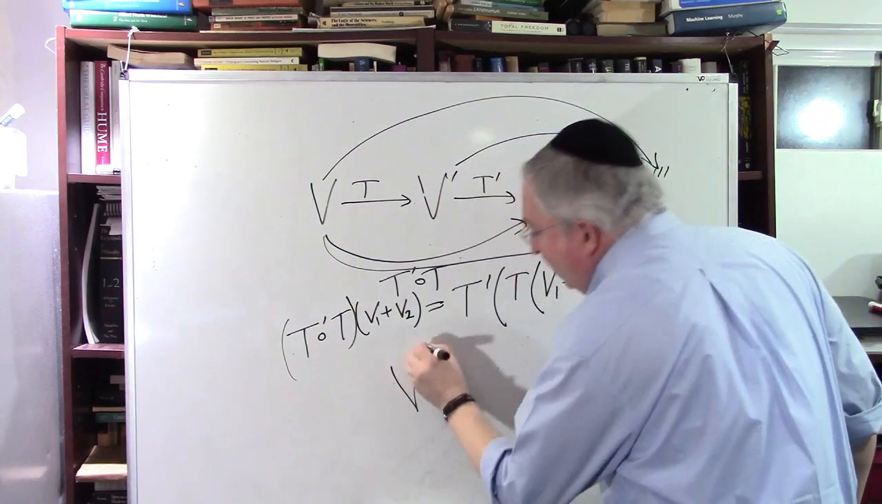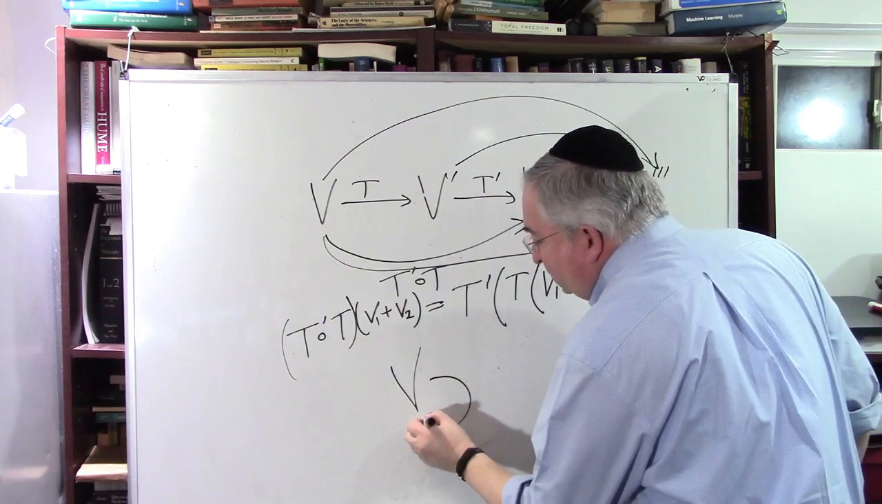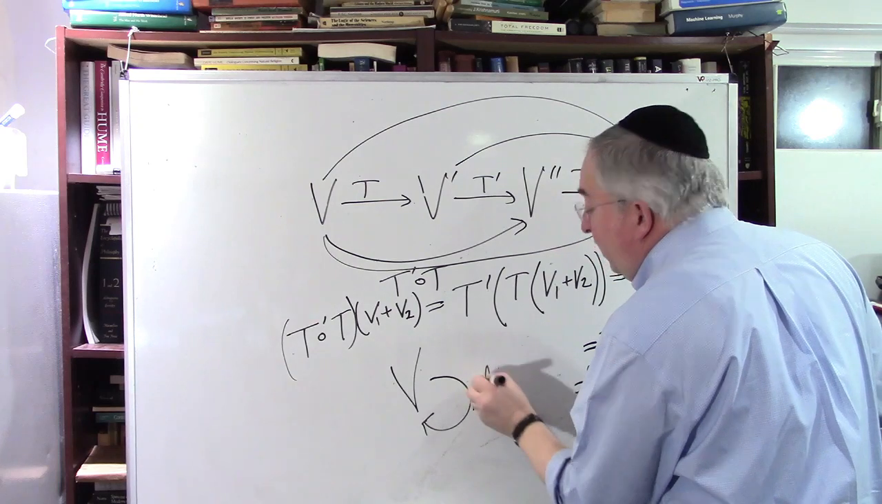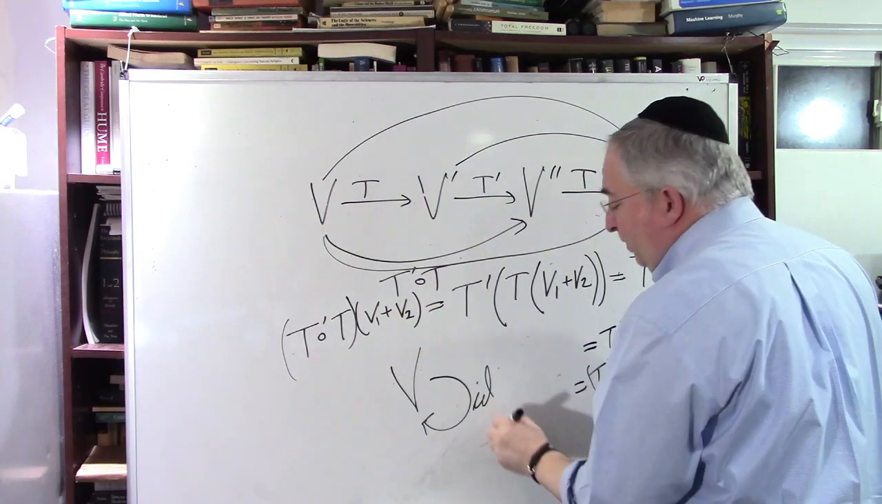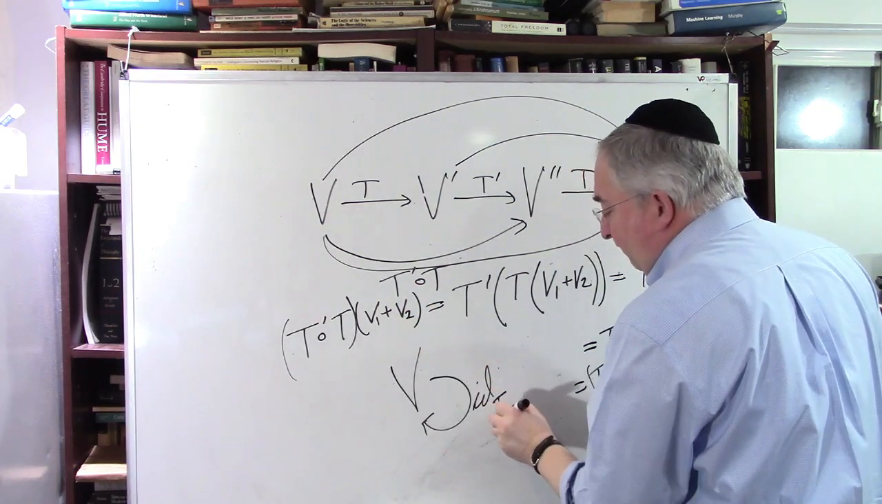Furthermore, for any vector space, there's a special morphism, a special linear transformation called the identity of V.